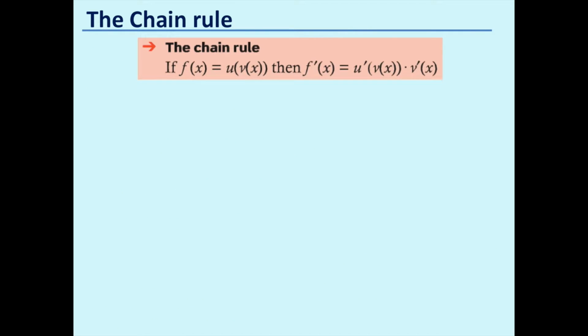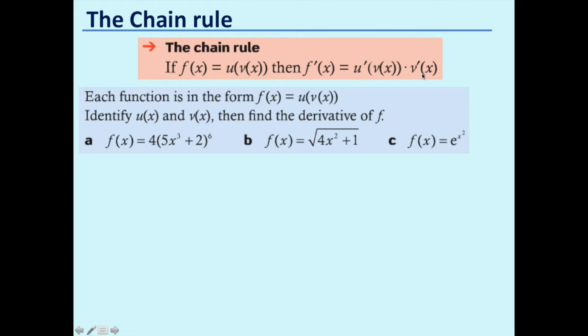So the chain rule formalizes this, and it says if you have a composite function, so u of v of x, then the derivative is u dash v of x, so the derivative of u of x, multiplied by v dash x. So in effect, we can phrase this as the derivative of the function on the outside multiplied by the derivative of the function inside. So here are three examples. Let's have a look at the first one together, and then you can have a go at the second two yourself.